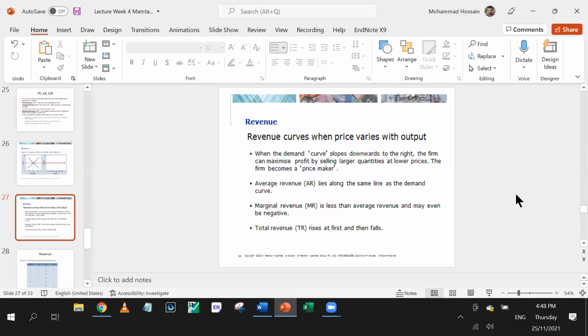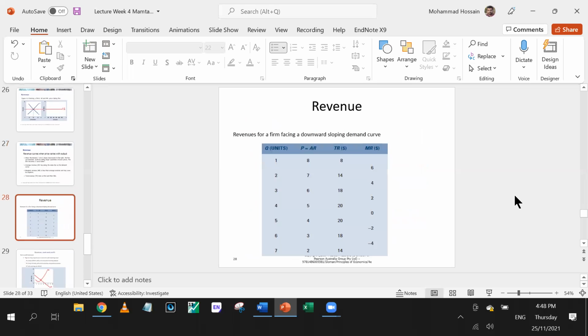Here they're talking about revenue curves when price varies with output. You see here, when the output increases.